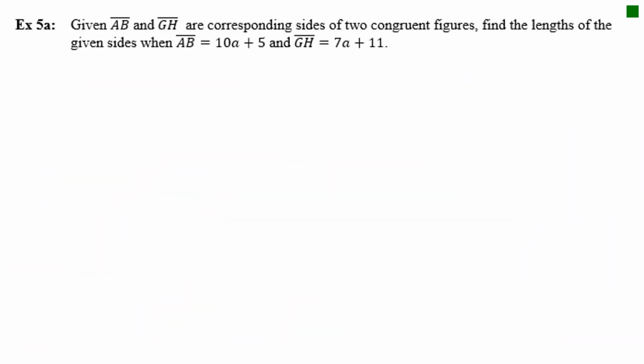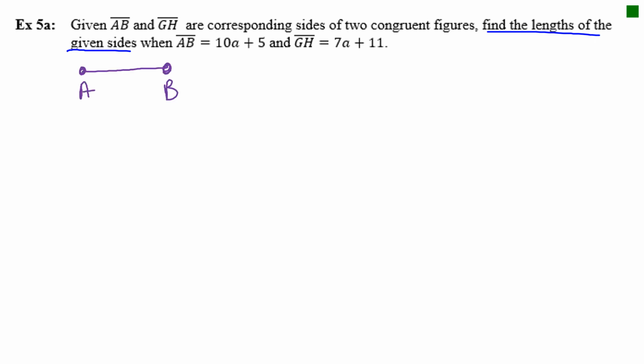Example 5a. Given that line segment AB and line segment GH are corresponding sides of two congruent figures, find the lengths of the given sides when AB is equal to 10a plus 5 and GH is equal to 7a plus 11. Okay? So we want to ultimately find the lengths of the given sides. Now, we're given AB and GH. Okay, so I'll draw AB here.